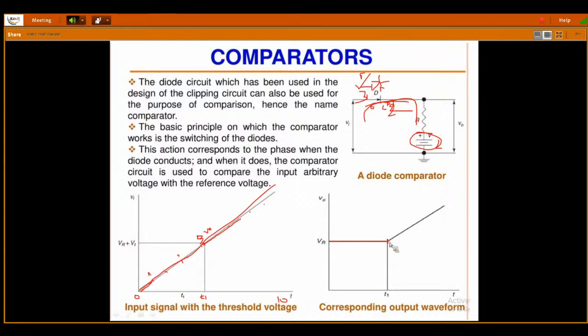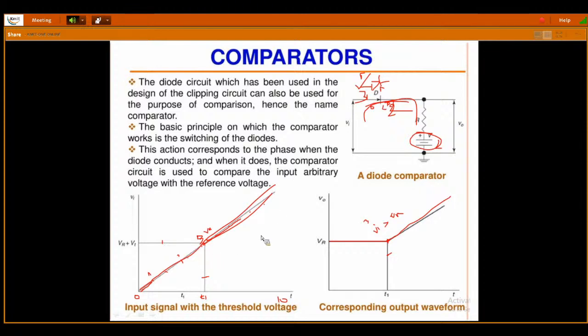So from this point onwards, this is the point where my input voltage is greater than VR. Now I assume my reference voltage is 2 volts and here my input is 3 volts. If it is greater than VR from this point onwards, the output is following the input signal. See this line, don't confuse it with this line and this line. These 3 lines are for explanation purposes only.